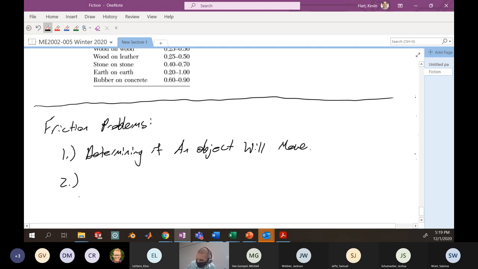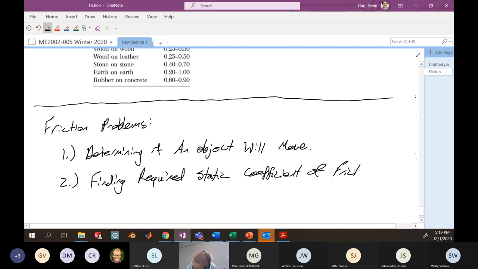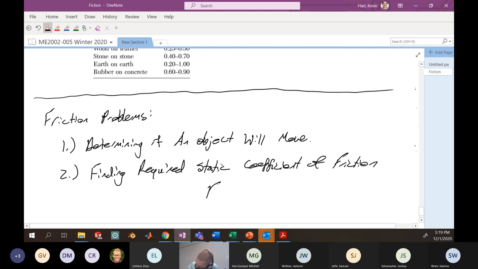Another type of problem you'll see is finding required static coefficient of friction for equilibrium. Okay, this type of problem might be like, you have this box on this inclined surface. What coefficient of friction is required so that the box won't move? Right? That might be like one type of problem.